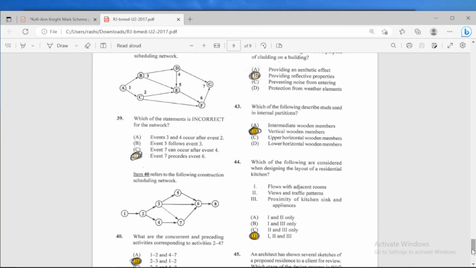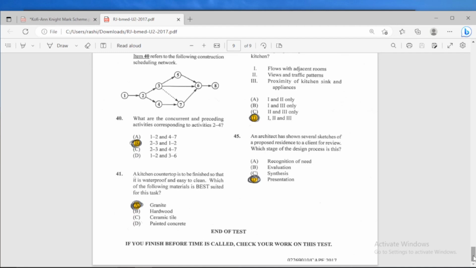Item 44 says, which of the following are considered when designing the layout of a residential kitchen? Flows with adjacent rooms, views and traffic patterns, proximity of kitchen sink and appliances. And I would say it's all of them, because these are all things that we need to consider when you're thinking about designing a residential kitchen. But let me know what you think down below.